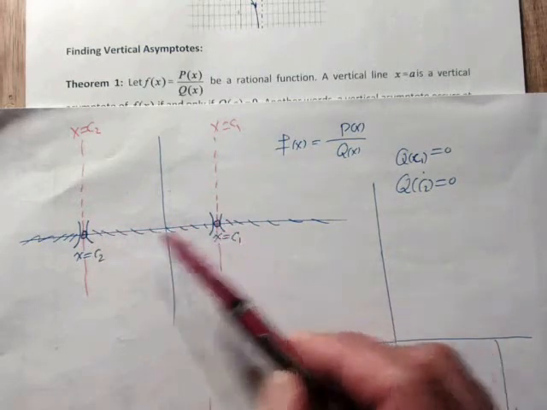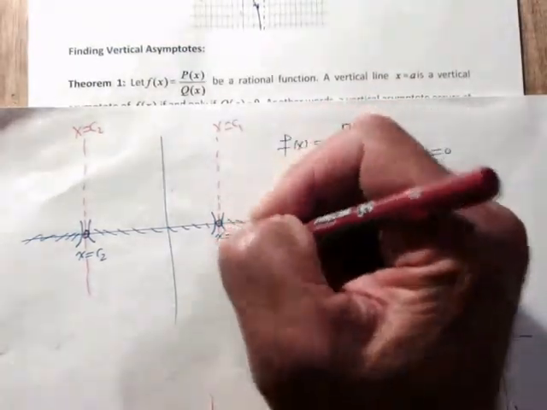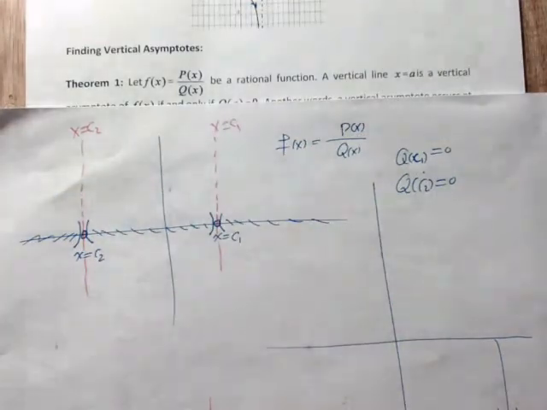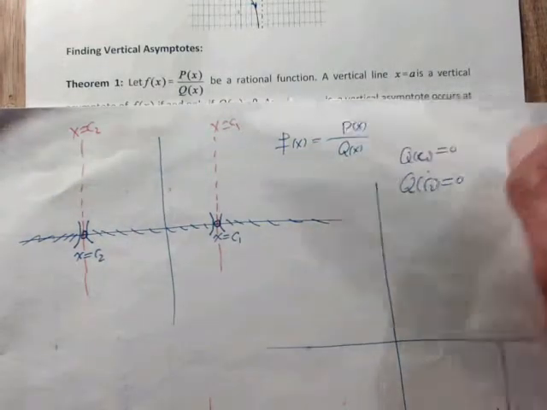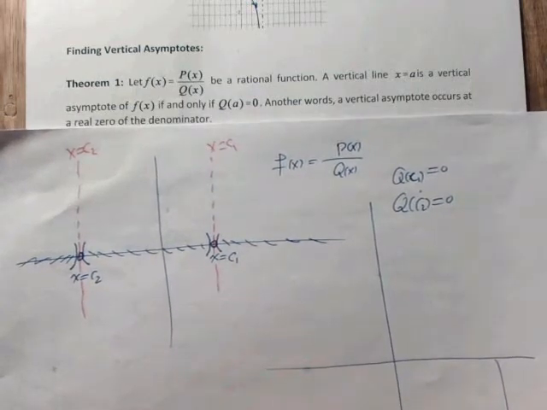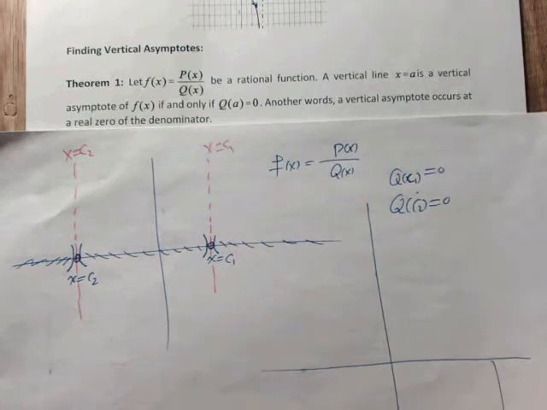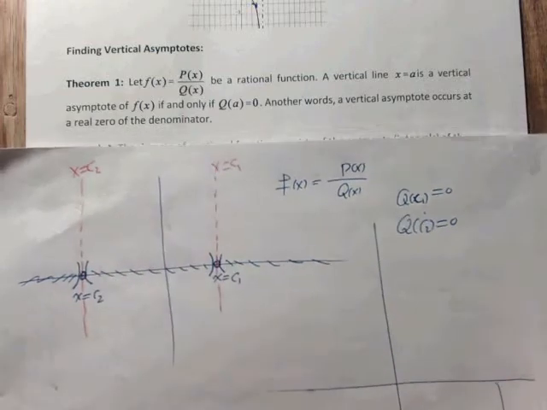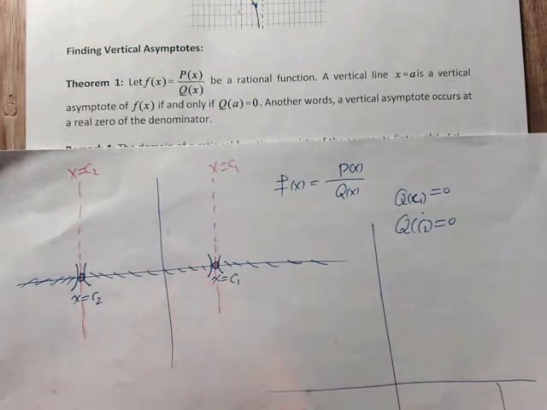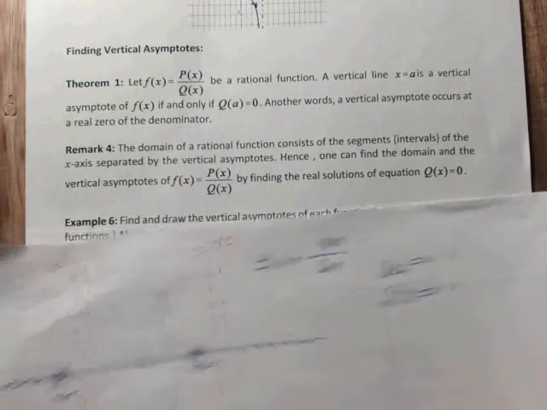But these two numbers are not in the domain. If they're not in the domain, then at those points I draw two vertical lines, and those are the vertical asymptotes. So that's how you find vertical asymptotes. You put the denominator equal to 0 and solve for x. Those x values are the vertical asymptotes, and those x values are not in the domain anyway, because vertical asymptotes do not intersect the function. That's what I said here.